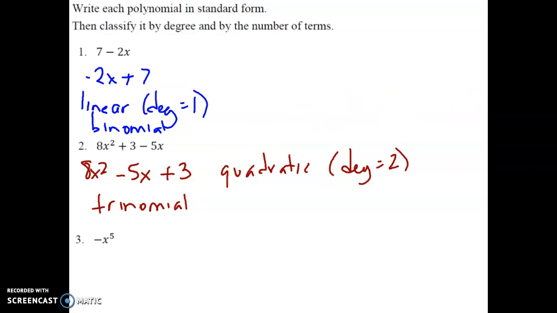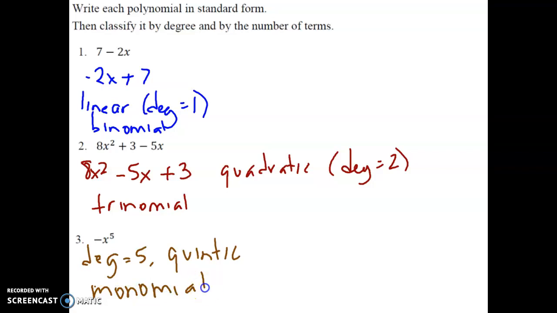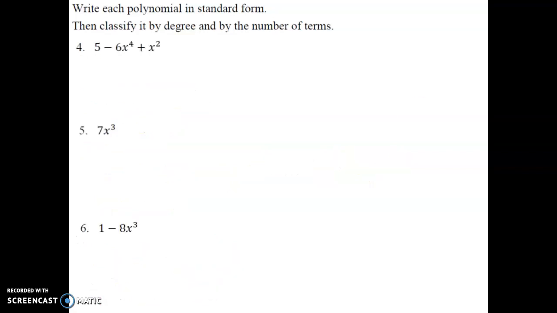Okay, let's look at number 3. So number 3, there's no rearranging. It's only got 1 term, so there's nothing to rearrange there. Degree. The only exponent, which is the highest exponent in this case, is a 5. So when the degree equals 5, I remember that this one is quintic. And then I can see again that I only have 1 term. I didn't have anything to rearrange. 1 term goes with monomial.